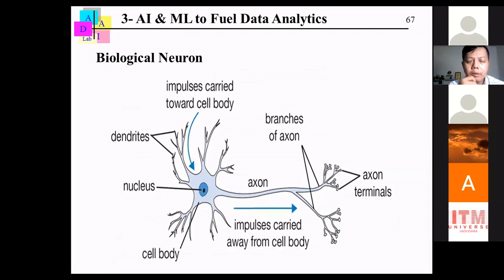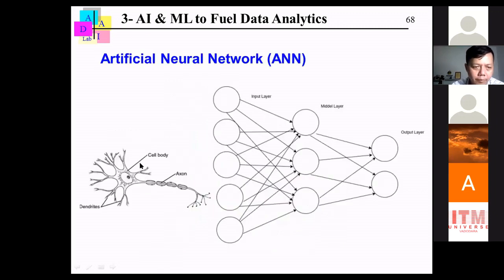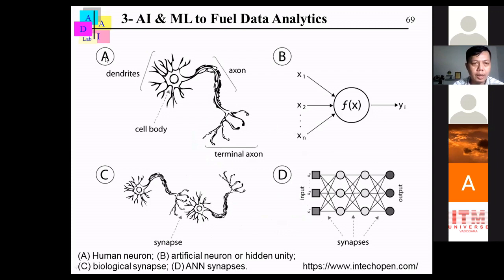What is an artificial neural network? Here is the biological neuron. We have the biological neuron with the dendrite, nucleus, axon, and how the neuron acts. And from the biological neuron, we built an artificial neural network. You see in picture A, the human neuron, picture B, the artificial neuron, picture C, the biological synapse, and picture D, the ANN synapse.